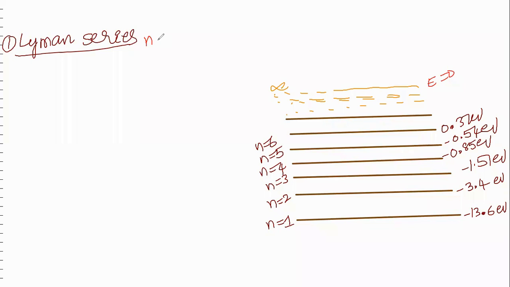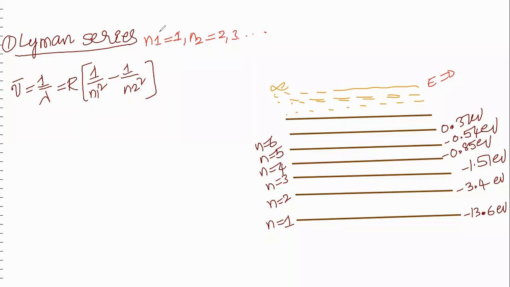Okay, first the Lyman series. For the Lyman series, n1 is equal to 1 and n2 is equal to 2, 3, and so on. The corresponding wave number is 1 by lambda equal to R into 1 by n1 square minus 1 by n2 square, which is R into 1 minus 1 by n2 square. The Lyman series is in the ultraviolet region.